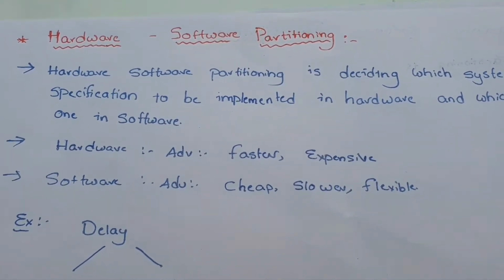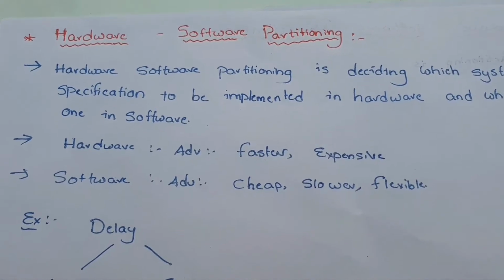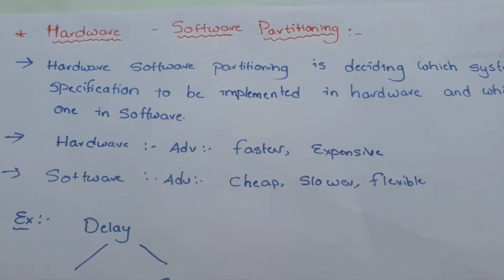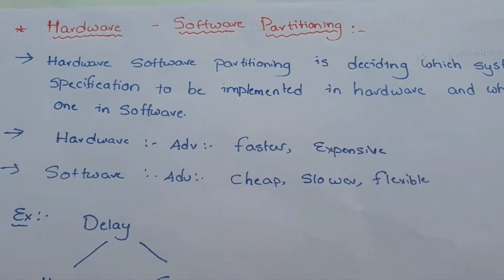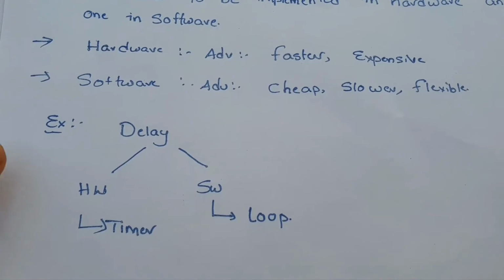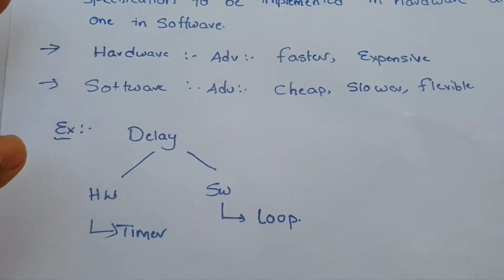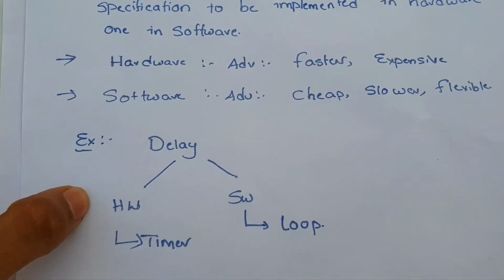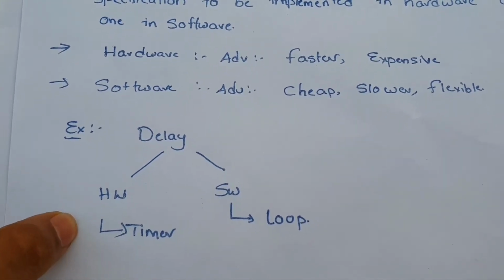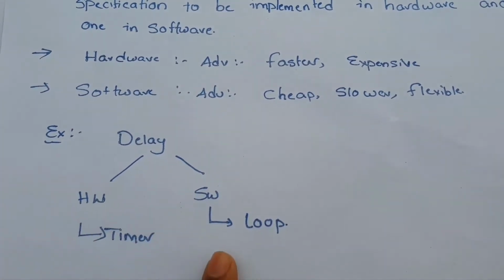ones in the software. Implementing in hardware and software is done considering the advantages and disadvantages of the hardware and software. For example, if we want to perform a delay, we have two options. We can do it in hardware or else in the software. In hardware, we can use a timer, or else in software, we can use a loop.